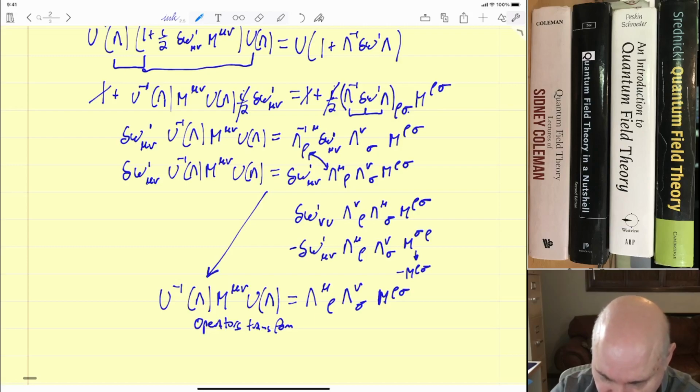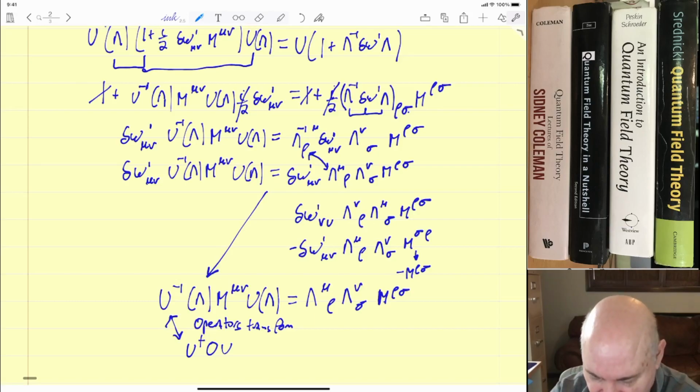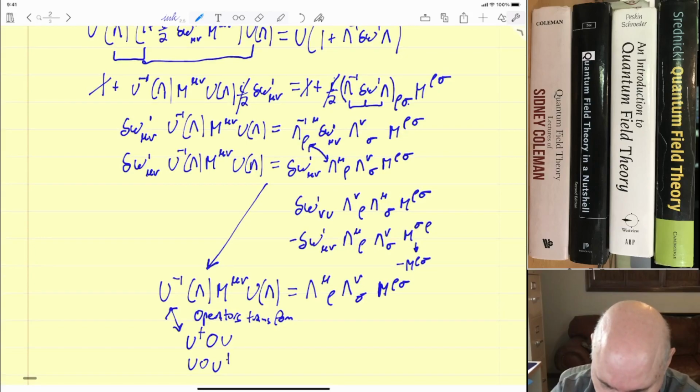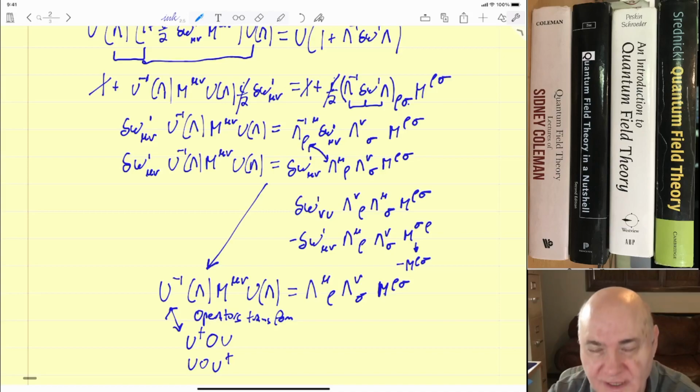And you'll always, in quantum mechanics and quantum field theory, see operators transforming as U dagger O U. Because we have a unitary transformation, this is the same thing. Sometimes they transform with U inverse. Sometimes you'll see books write them U O U dagger. It doesn't really matter, it's just a convention. And sometimes when you're using active versus passive, they reverse.